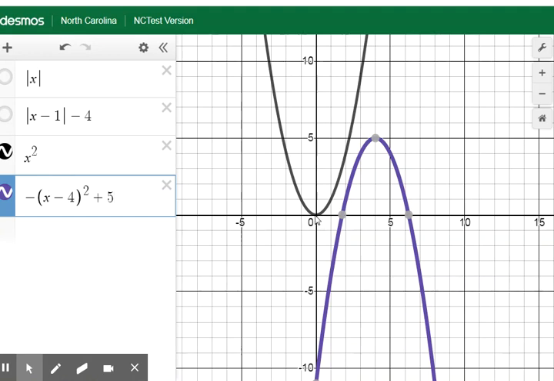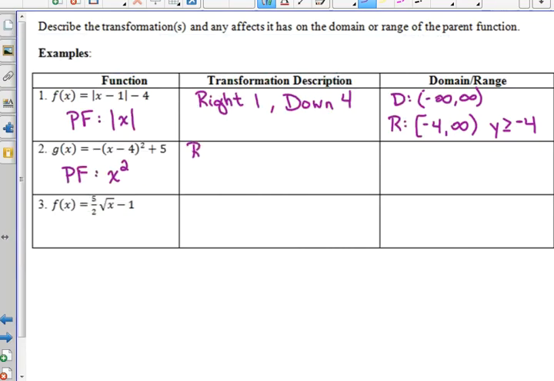Negative x minus 4 squared plus 5. So we've got a couple of things going on here. First of all, I compare the vertices. The vertex of the original one was 0, 0. The vertex of our transformation is 4, 5. So we have moved right 4 and up 5.